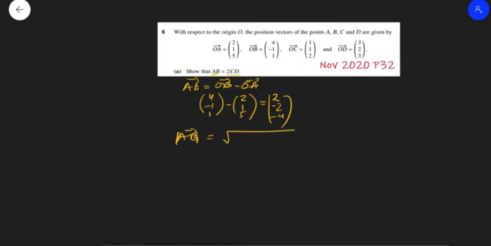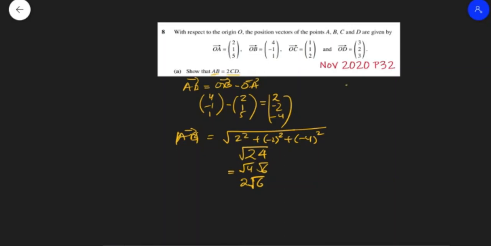So square root of 2 square plus minus 2 square plus minus 4 square, that comes out to be 4 plus 4, 8 plus 16, 24, square root 24. If we want to simplify this, we can write it as square root 4 times square root 6, which is 2 square root 6. So according to this relationship, we have to show that the magnitude of CD will be just square root 6. That will be half of this, right? That's why it will become 2 CD.